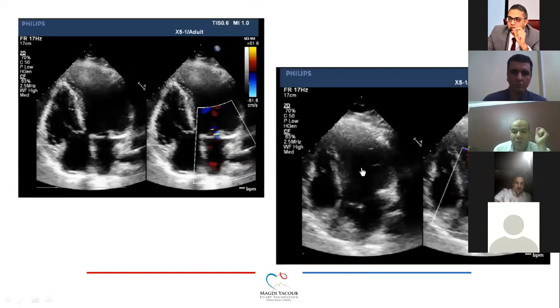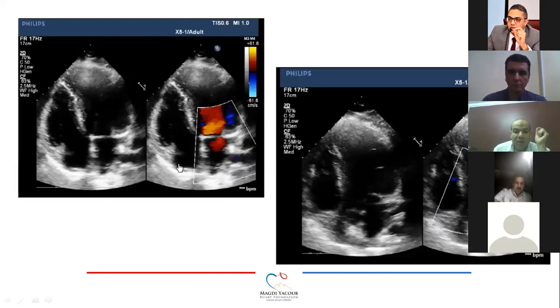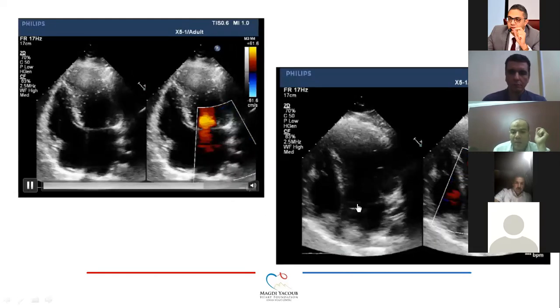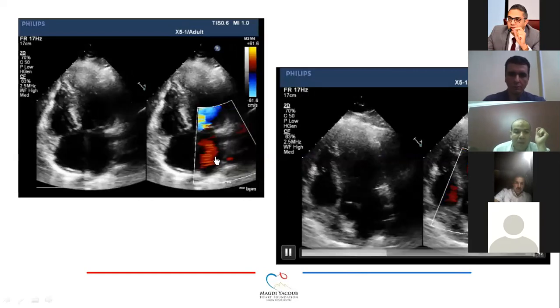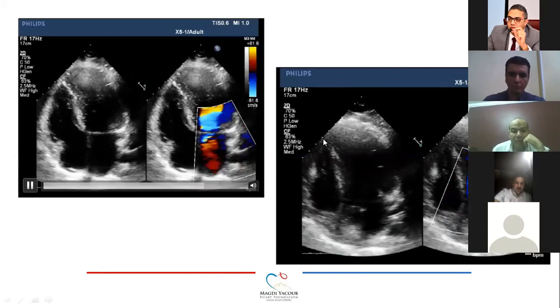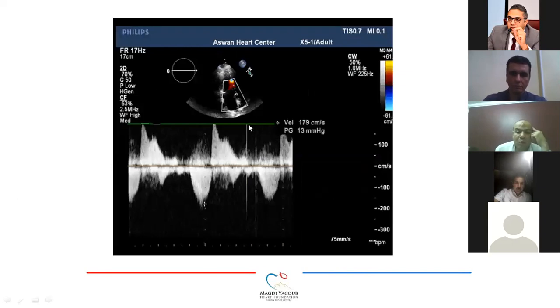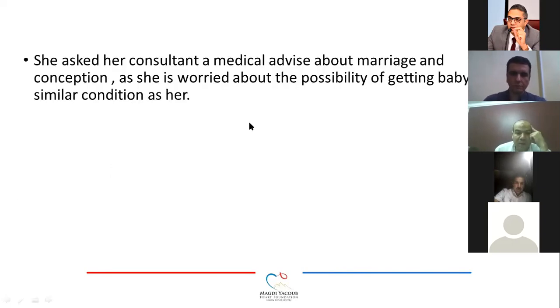Here we can also appreciate less SAM and less LVOT gradient. The LVOT gradient at rest was 13 millimeters of mercury.